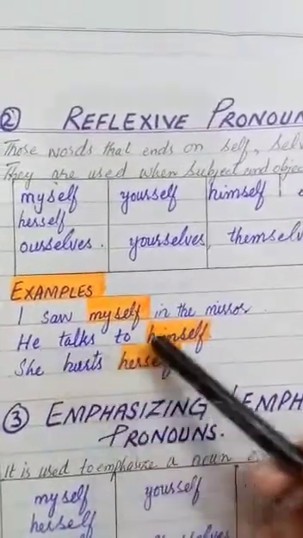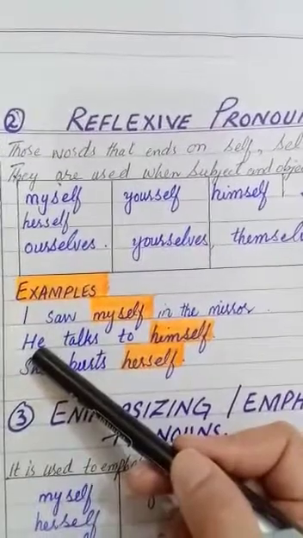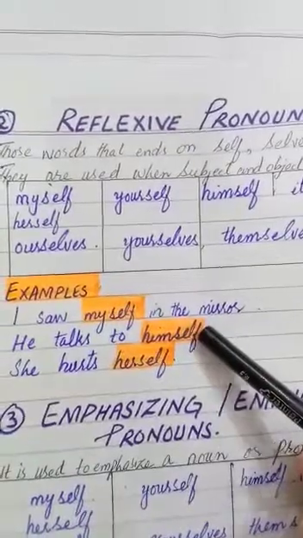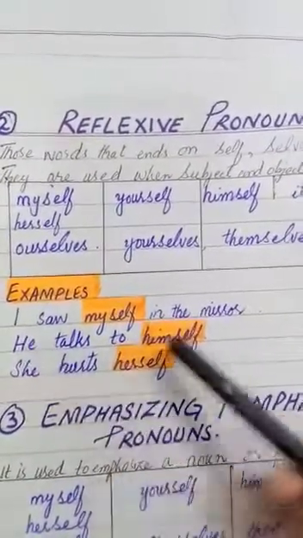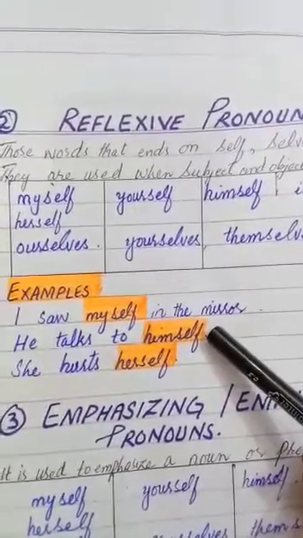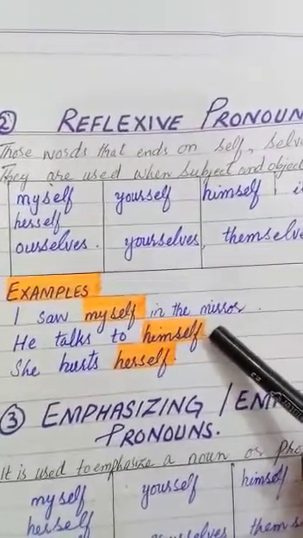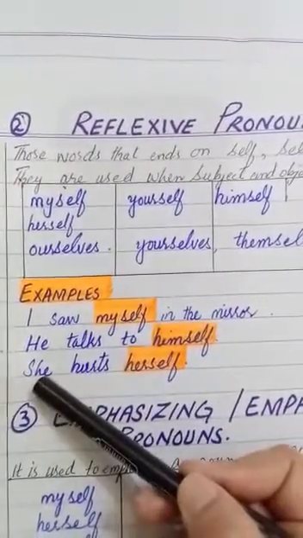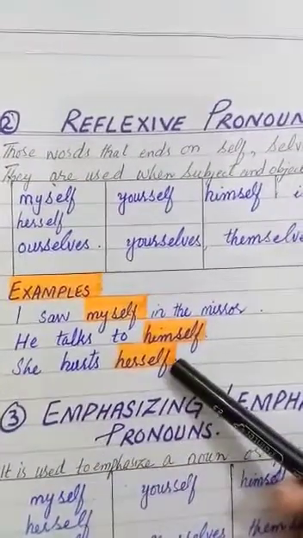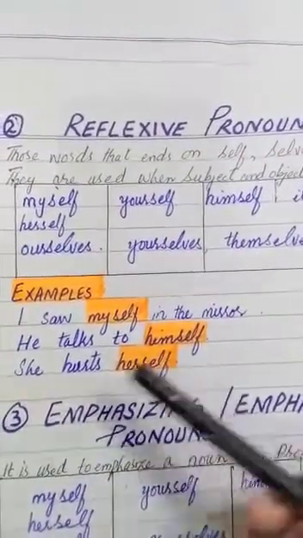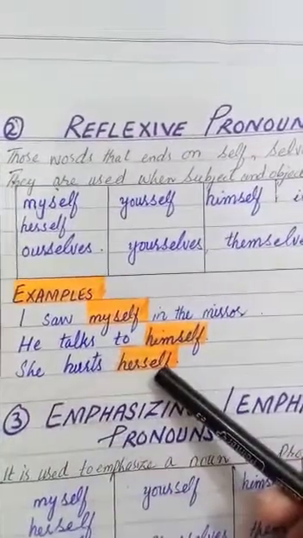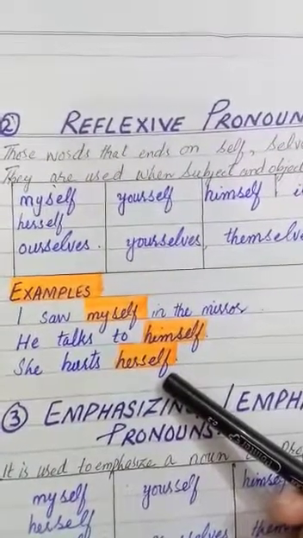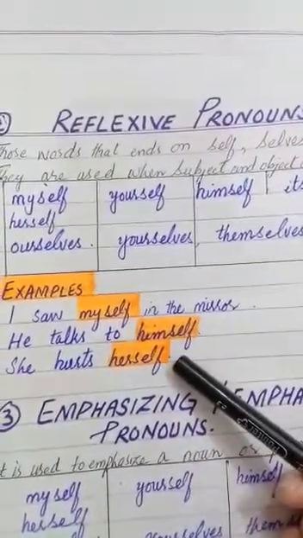Similarly, second, he talks to himself. He is personal pronoun subjective case, and himself is a reflexive pronoun because this himself is used as object. He is subject here and that is object here, but both are used for same person. That is called reflexive pronoun. Similarly, she hurts herself. She is subjective case of personal pronoun. Herself is a reflexive pronoun. This is subject, this is object, but they both are same. When subject and object are same and the word is ending on self or selves, that is called reflexive pronoun.